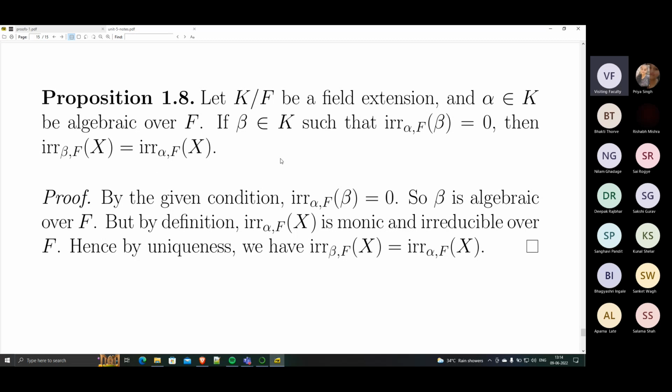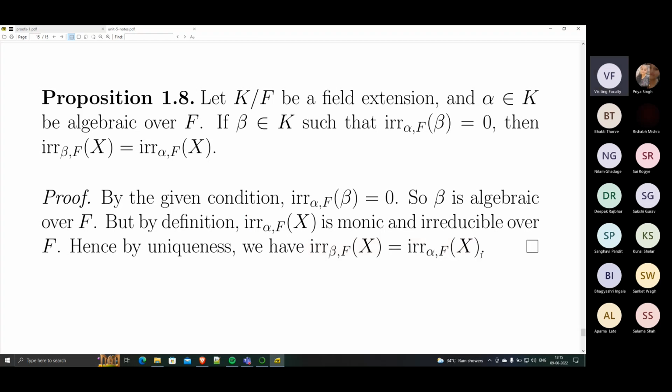By the given condition, beta is an element such that the minimal polynomial of alpha vanishes at beta. So beta is algebraic over F because the minimal polynomial of alpha is a monic polynomial. But the minimal polynomial of alpha is monic and irreducible. And there is only a unique monic irreducible polynomial for every algebraic element. Right? We have shown that. Therefore, the minimal polynomial of alpha must be equal to minimal polynomial of beta by uniqueness.